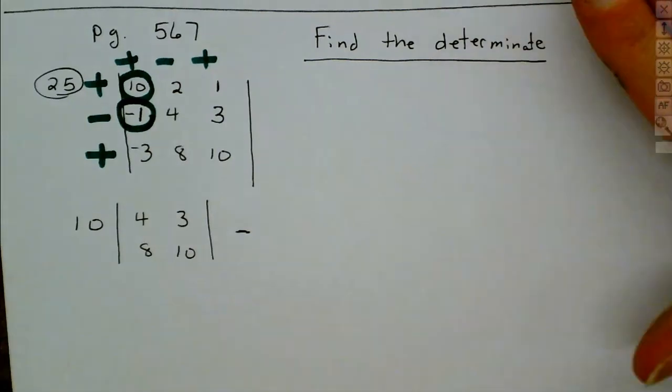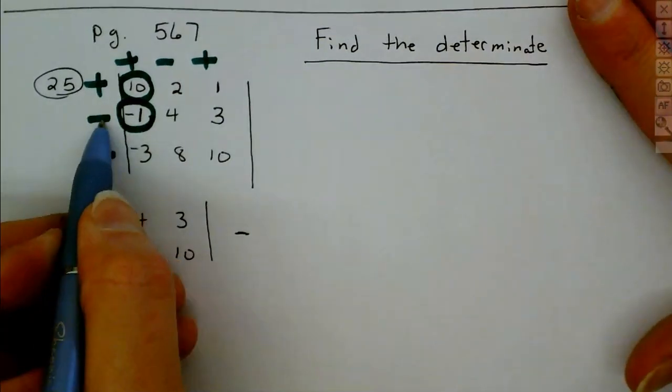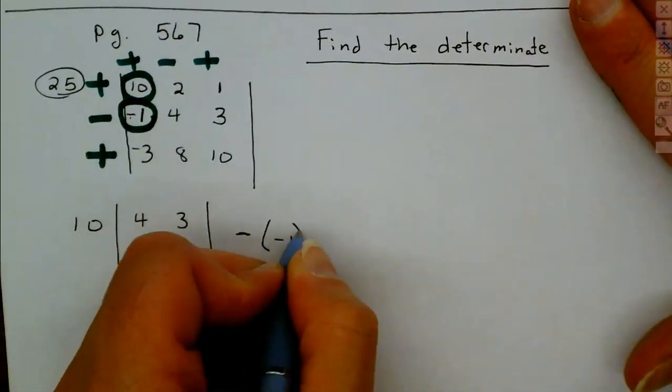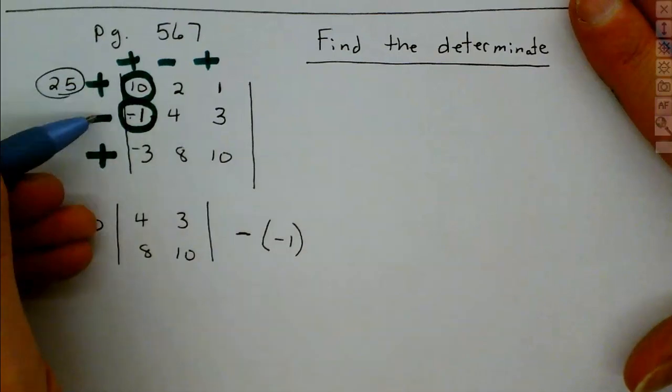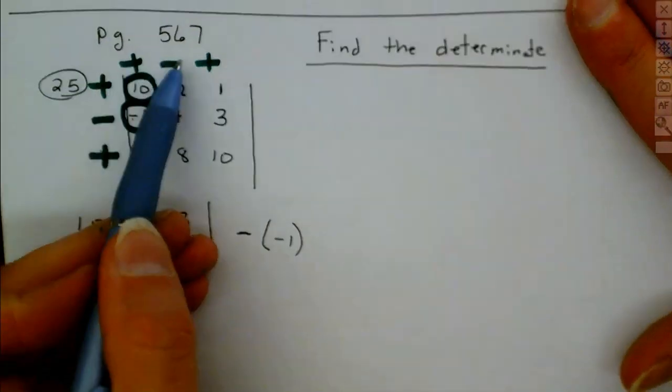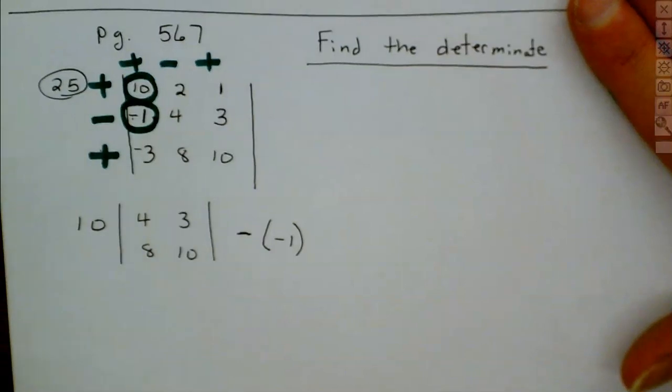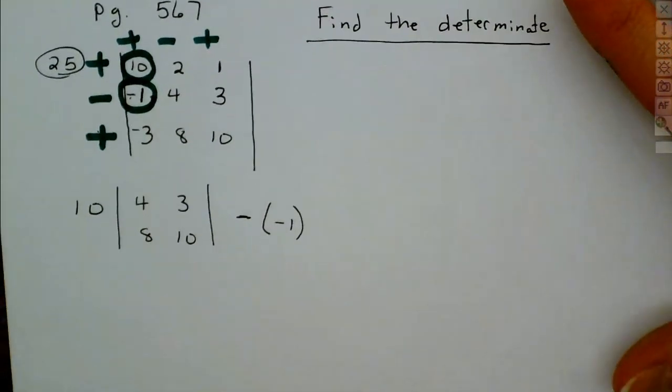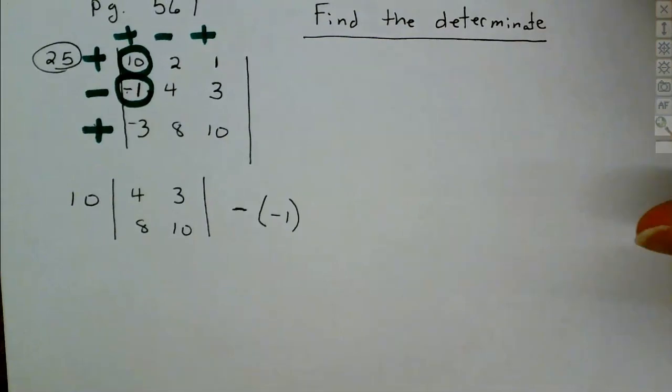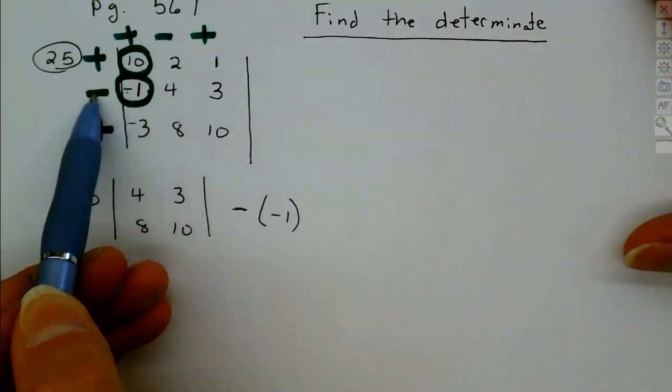The next number, we've got our sign that's a negative, and it's a negative 1, because they always change back and forth. So plus, minus, plus. Or minus, plus, minus. They always switch back and forth. It's just how matrices and determinants work. So that's minus 1 here. We've got a minus in front.